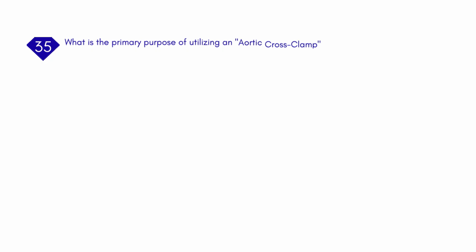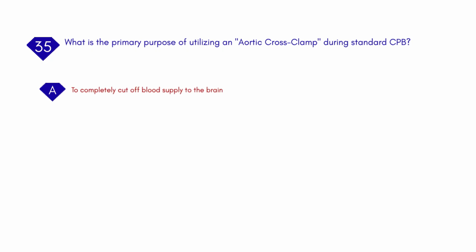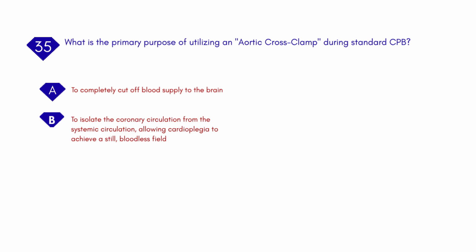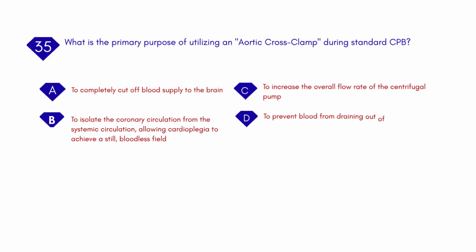What is the primary purpose of utilizing an aortic cross-clamp during standard CPB? A. To completely cut off blood supply to the brain. B. To isolate the coronary circulation from the systemic circulation, allowing cardioplegia to achieve a still, bloodless field. C. To increase the overall flow rate of the centrifugal pump. D. To prevent blood from draining out of the right atrium.